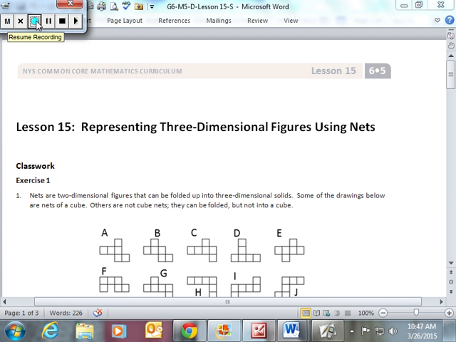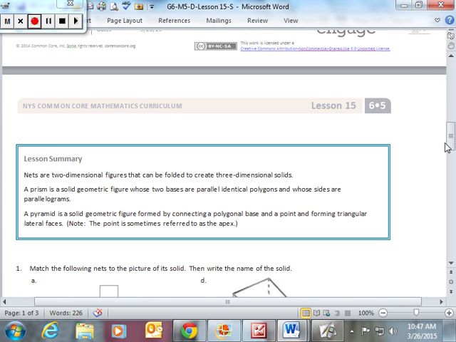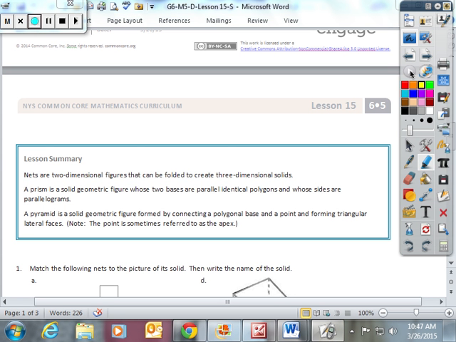In tonight's flipped classroom video, you will be watching lesson 15, representing three-dimensional figures using nets. I actually would like you to flip over the whole first page. We'll be working on that in class tomorrow. And I'd like to start actually with the lesson summary today and have you underline some key concepts.